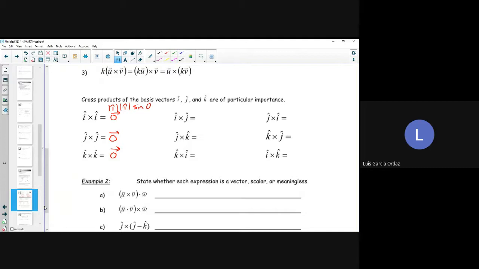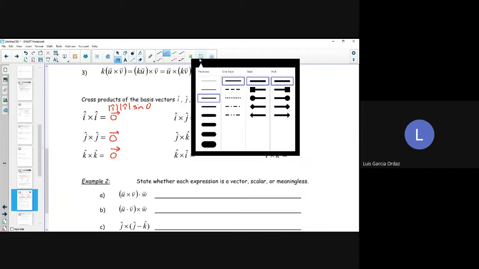So if I draw just vectors i, j, and k, they're perpendicular. So I can simply write this as i times the magnitude of j times cos of 90, okay, because these vectors are perpendicular to each other. Is it sine of 90? Oh, sorry. Sine of 90.